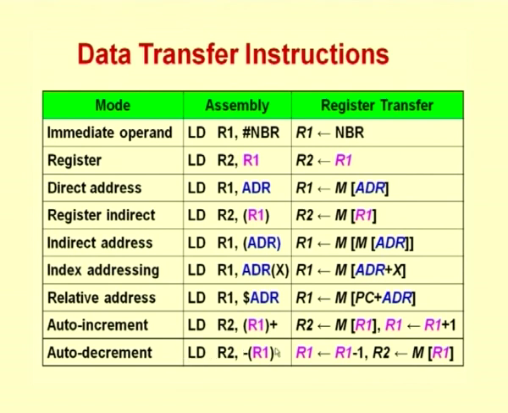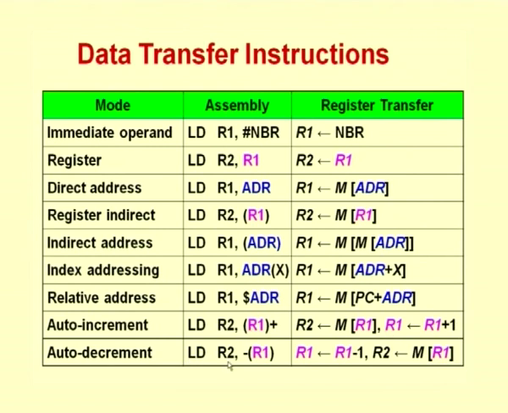Okay, this is what we will have. Now, the auto increment and auto decrement, look at what will happen here. So, we have load R2 comma R1 plus. Here we will take the contents of the memory location which is specified in R1, load it into R2, and then R1 will be incremented, R1 becomes R1 plus 1. So, both these operations take place in this same single instruction.